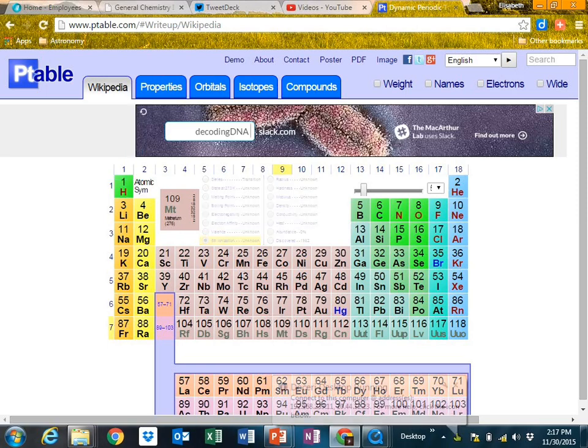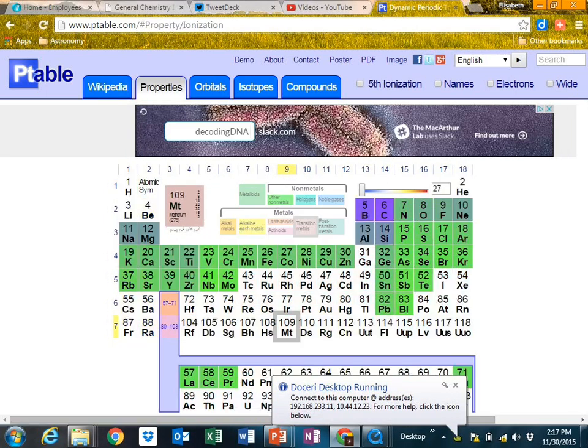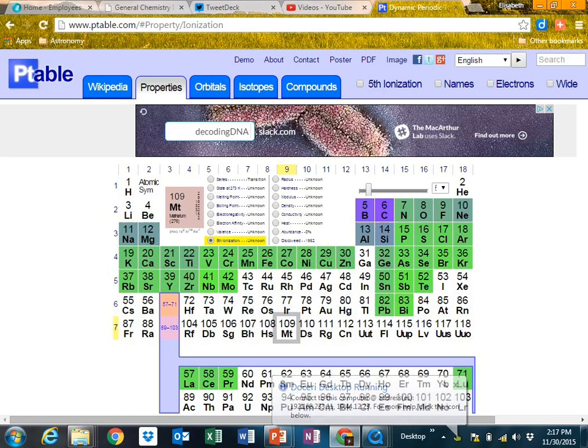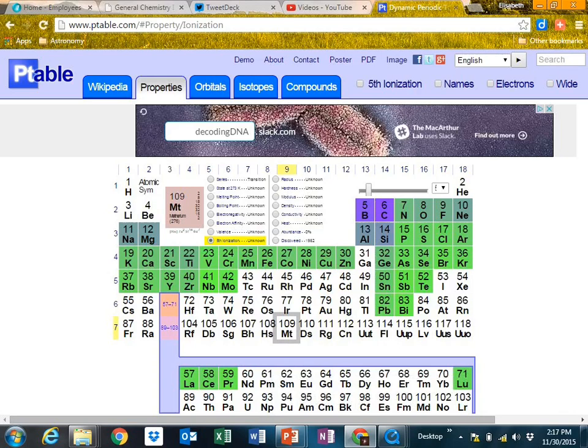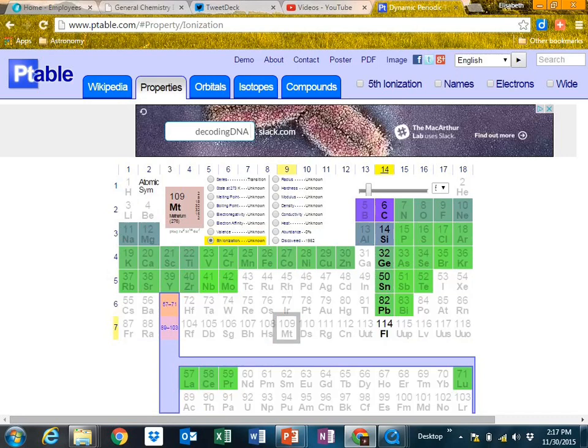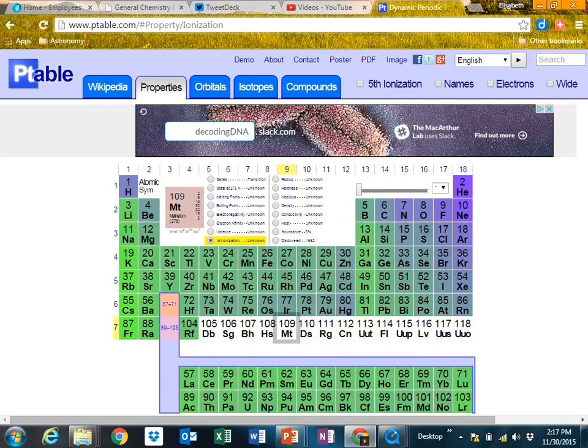But what I did is, if you click on properties of the elements, and I don't know how well you can see it, one of the properties is the ionization. So I clicked on that radial dial. Now you see the slider right here? If I put that slider clear over there, it's giving the first ionization energy. So for instance, if I click on potassium, K, it will show me the first ionization energy for potassium. Oh my gosh, that is so small. I got 418.8 kilojoules per mole.